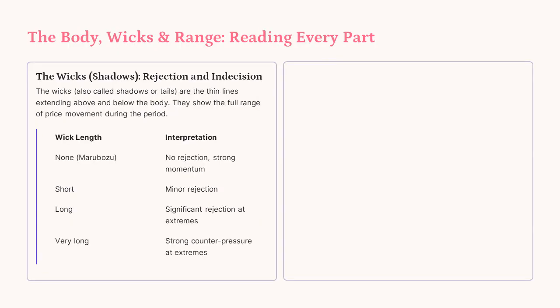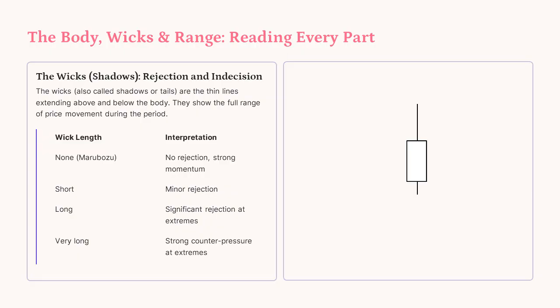While the body tells us who won, the wicks, also called shadows or tails, tell us about the journey. They show the full range of price movement and, most importantly, where price was rejected. A long upper wick means that at some point during the period, buyers pushed price significantly higher. But then sellers stepped in and pushed price back down. The longer the upper wick, the more aggressive the rejection.